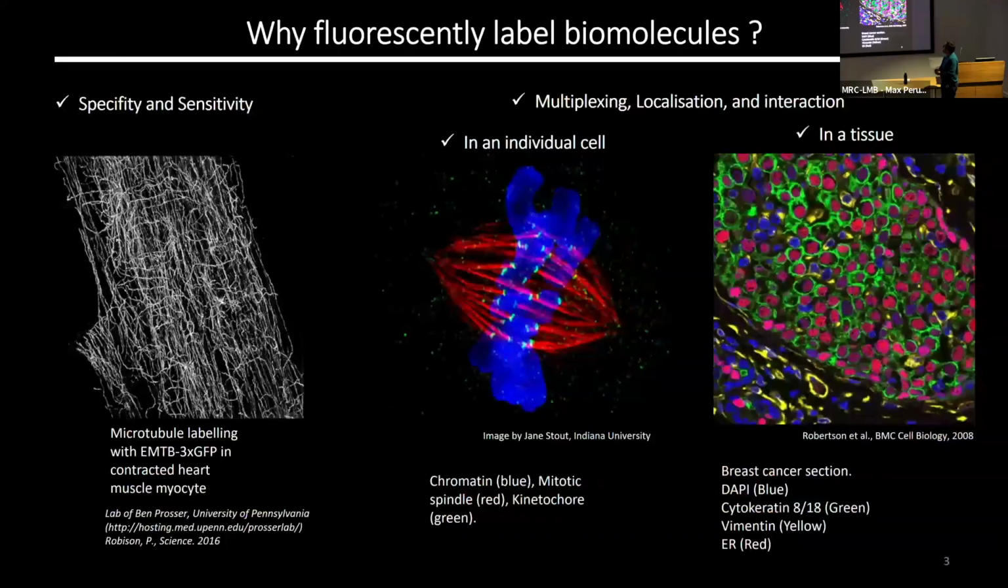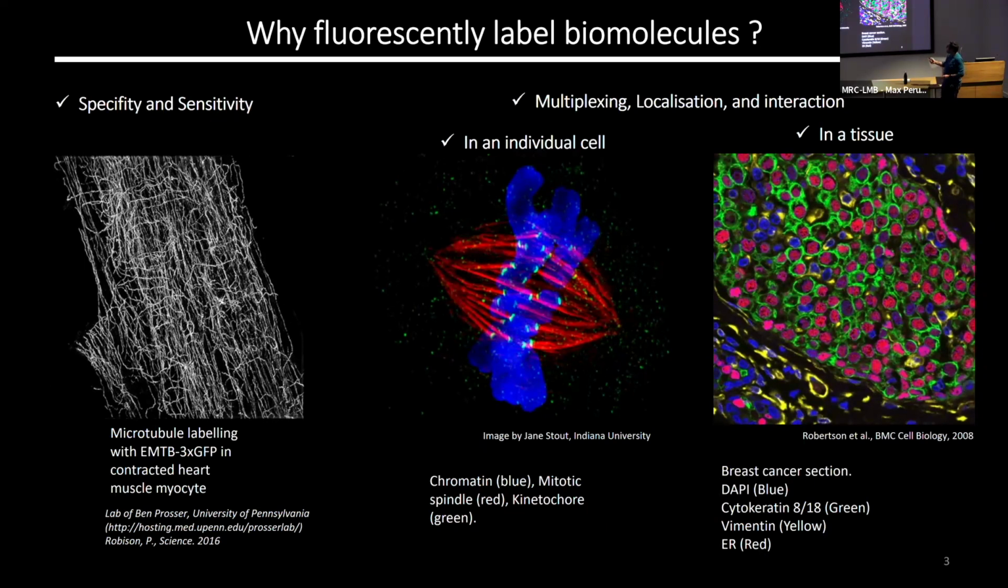So first of all, why should you label your biomolecules, proteins, whatever they are, with fluorescence? First of all, it confers specificity and sensitivity, which means that some of the samples you might not be able to see in a microscope if you don't have some kind of labeling. For example, here you have microtubule labeling in this myocyte, so muscle of the heart.